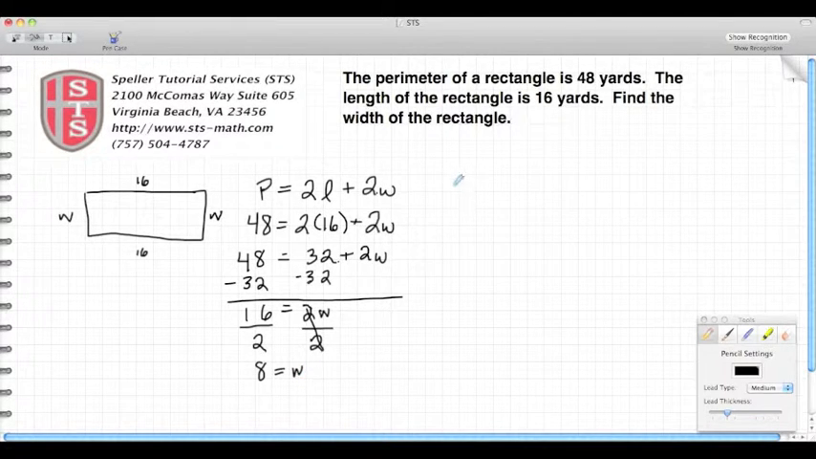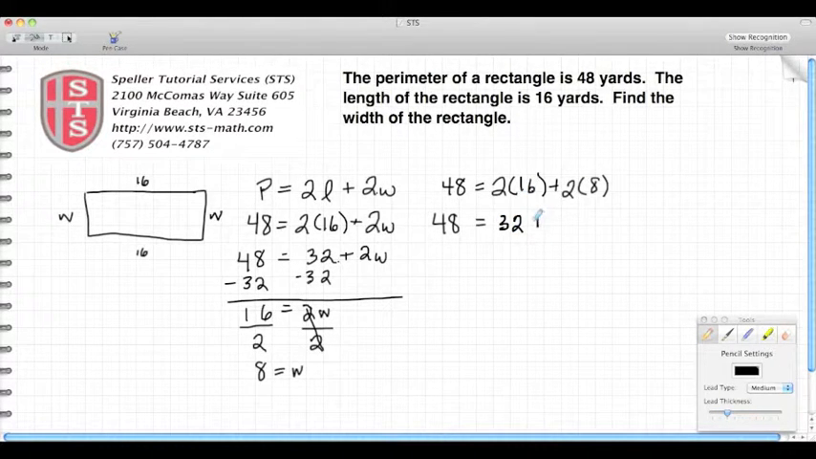Before we settle on that, we need to check our work. So we'll begin with the parts that are given. The perimeter is 48. We know that the length is 16. And we just said that the width was 8. Going to evaluate everything on the right hand side. 2 times 16 is 32. And 2 times 8 is 16.